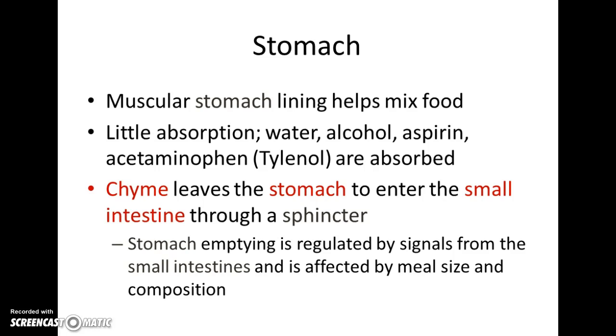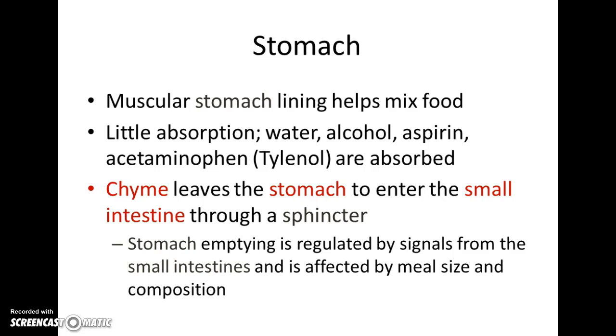Once you've mixed that bolus of food with acid, it now has a new name. It's called chyme, C-H-Y-M-E. That leaves the stomach to enter the small intestine through another sphincter, and that is called the pyloric sphincter or the pyloric valve.